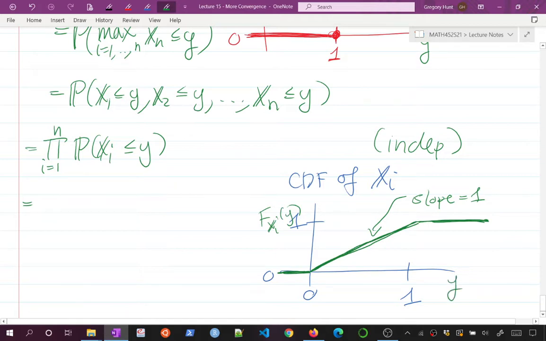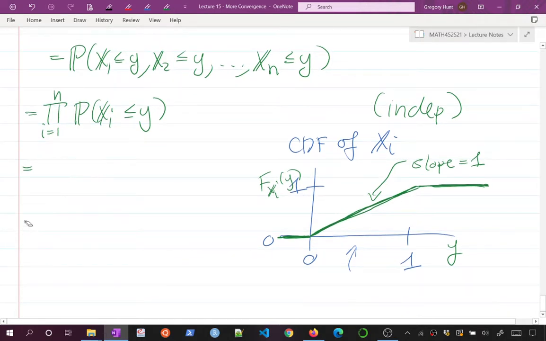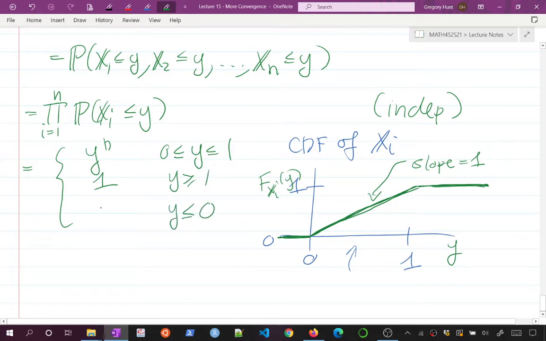And so as long as little y is between 0 and 1, as long as little y is in this region here, each of these is y, so this becomes the product from 1 to n of y, which of course we have a name for. Technically, we have to consider all cases. Let's be really technical: if y is between 0 and 1, we're just going to get y n times, so it'll be y to the n. If y is bigger than 1, we're just going to get 1 each time. And if y is less than or equal to 0, we're just going to get 0.